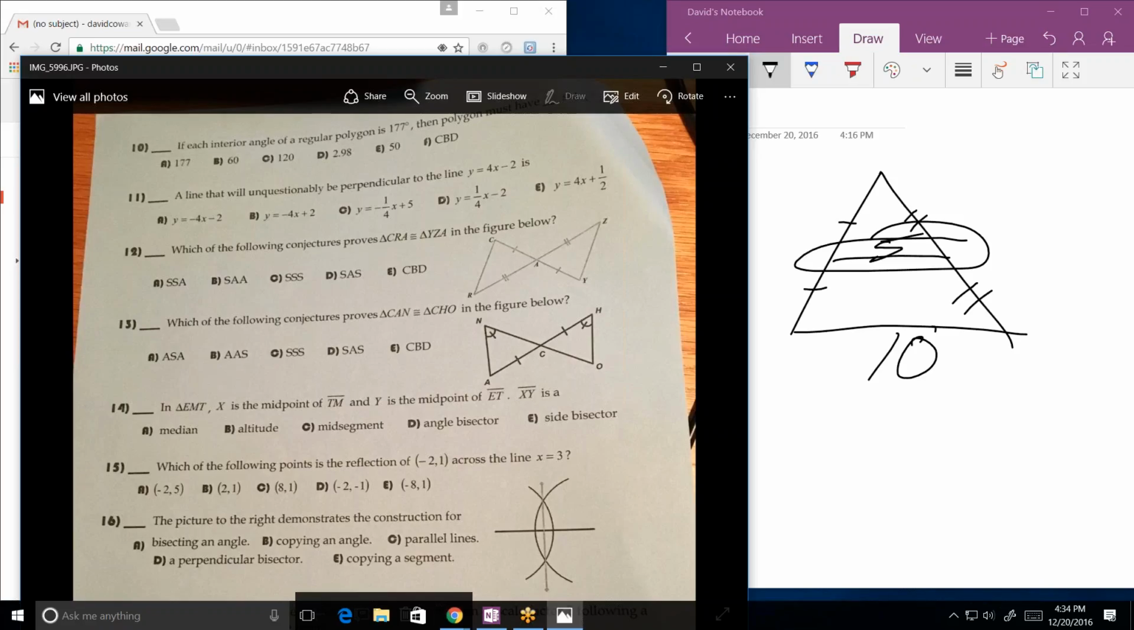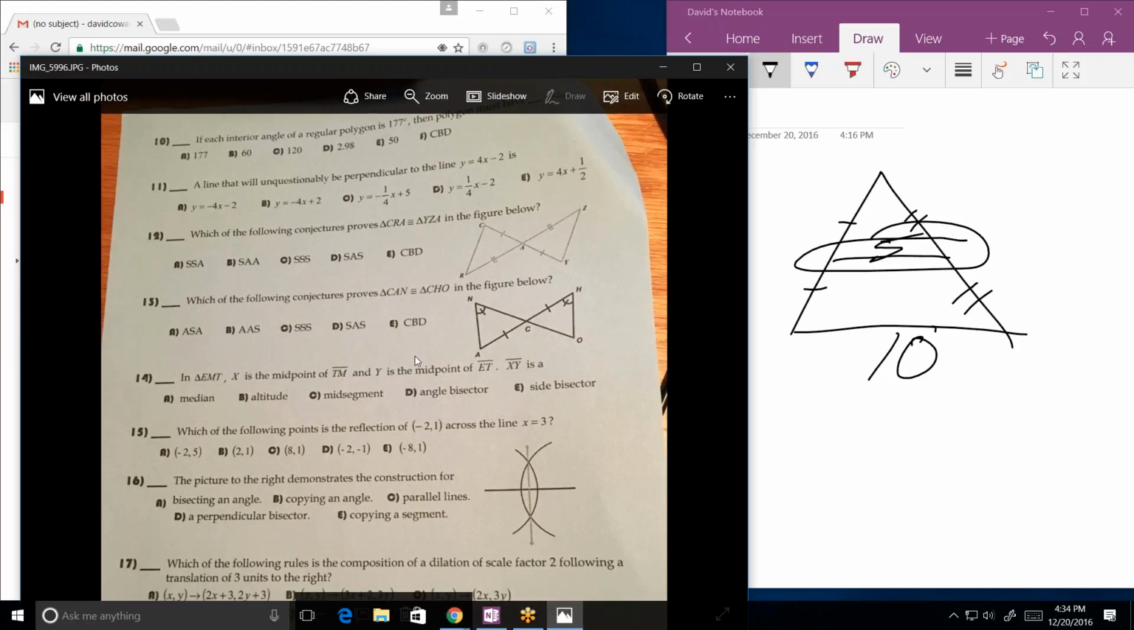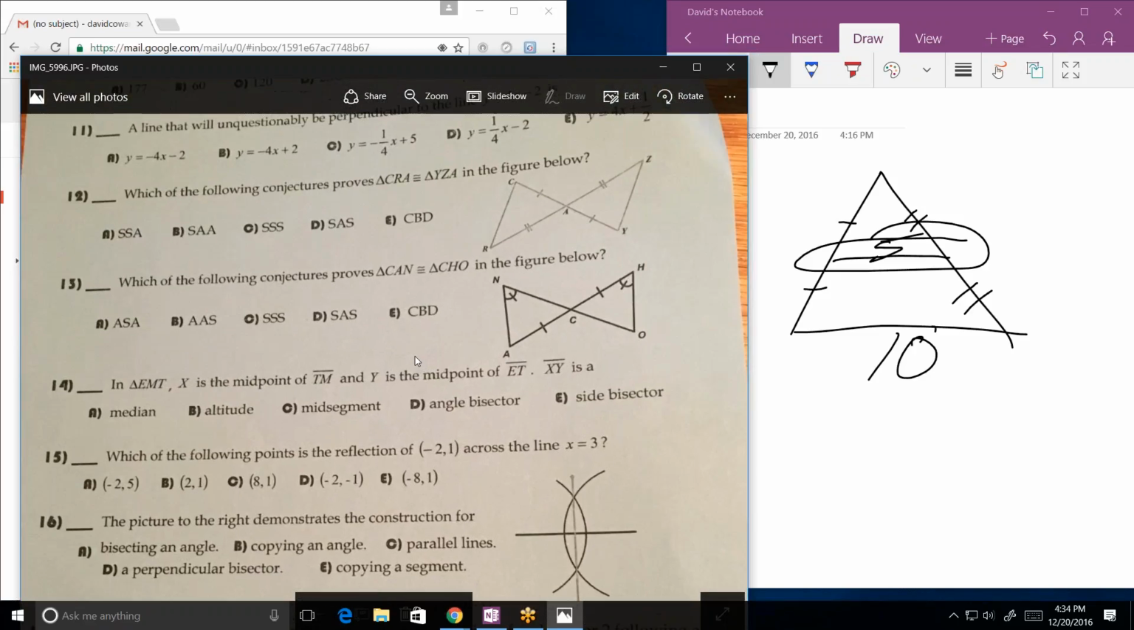13, you know that one? Yeah, that's ASA or... What is CBD? No, that's AAS. Yeah, it is AAS. What is CBD? That's one I never heard. He made that one up. That's not any kind of proof to prove congruency. That's called cannot be determined. It can't be determined. CBD means can't be determined, and the answer is cannot be determined. For this problem, 13? Yeah.